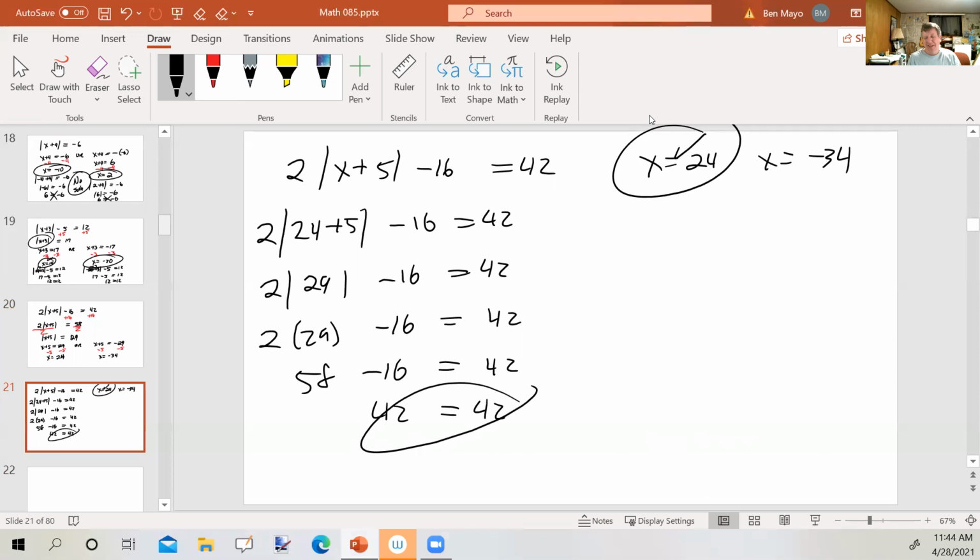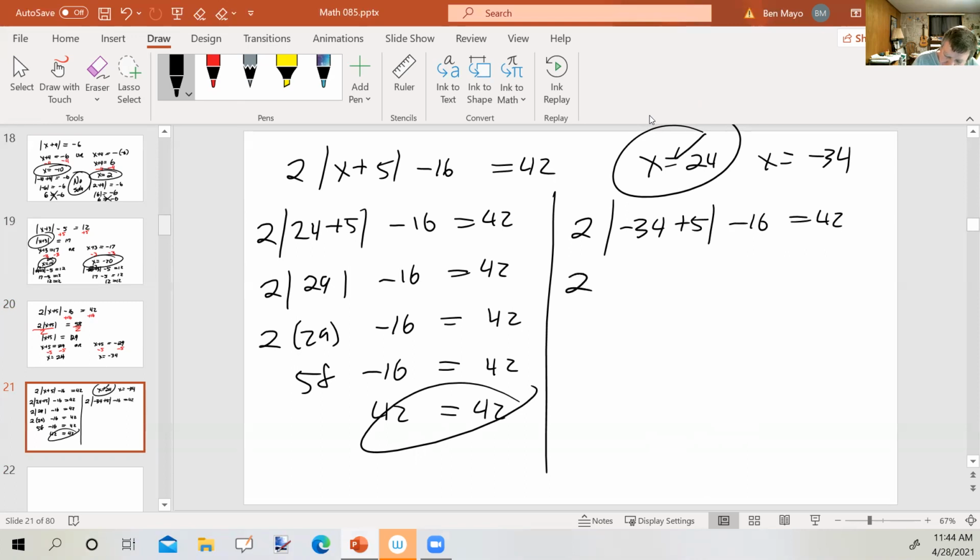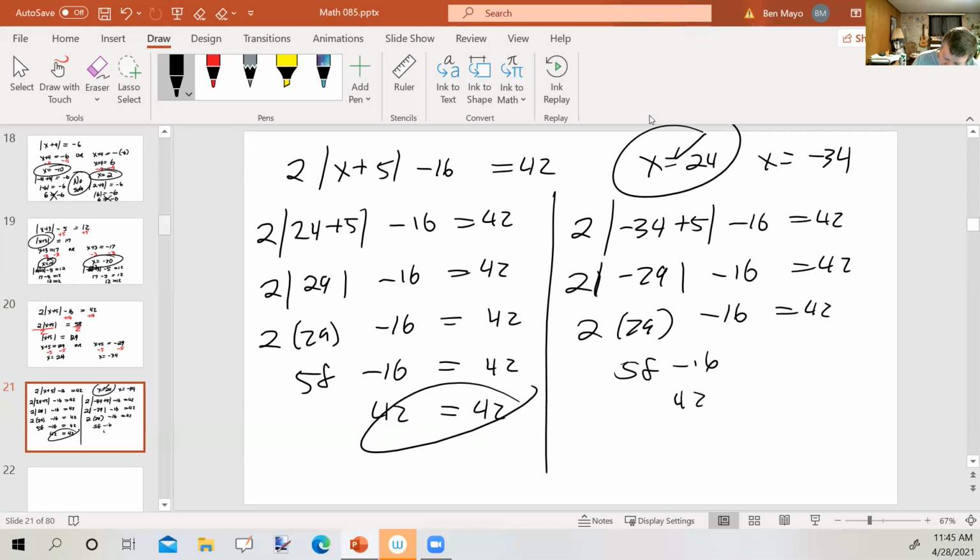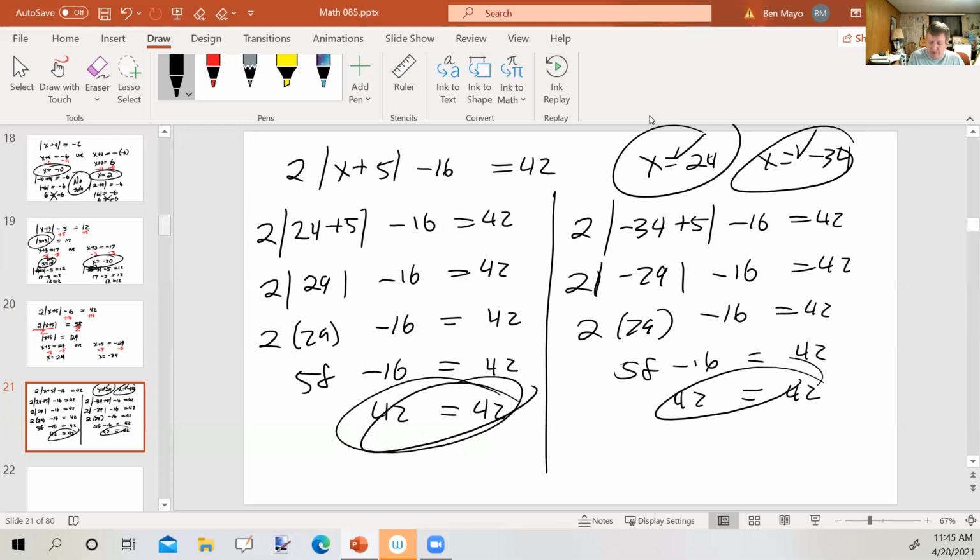So x equals 24 is a correct solution. Now let's go back and check x equals negative 34. 2 times the absolute value of negative 34 plus 5, minus 16 equals 42. Negative 34 plus 5 is negative 29. The absolute value of negative 29 is positive 29. So 58 minus 16, 42 equals 42, and it checks. Again, the solution is not 42. The solutions are 24 and negative 34. But when I plug them in, I get a true statement at the bottom of the process.